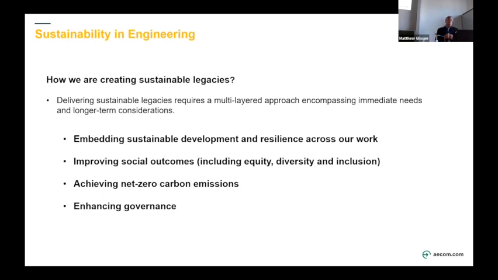And we also want to try and include all those in enhancing governance, not only of our own organization, but also of the organizations that we work with and work for. So really, I'm just going to focus in on 2 of those: embedded sustainable development in everything we do. And that will hopefully lead to a reduction in net zero carbon emissions.